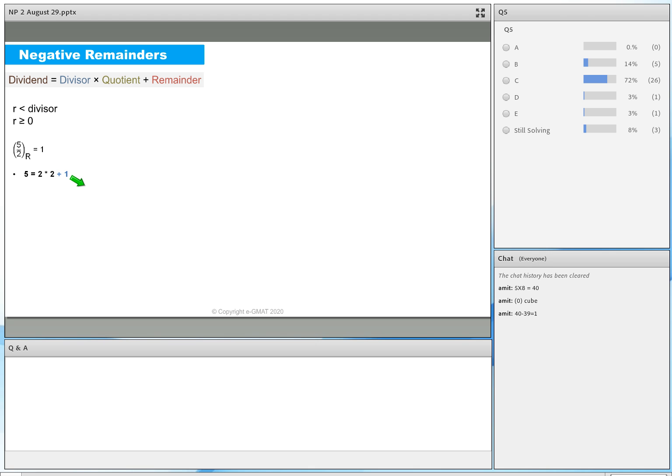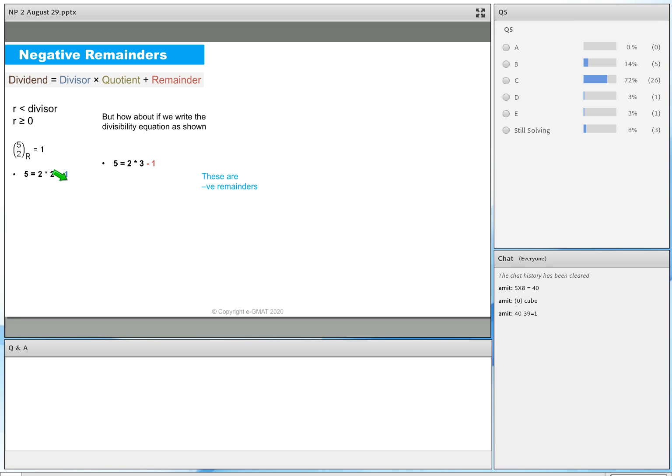So first of all, you have to understand what they are, what negative remainders even are. So look at this simple example. I'm dividing 5 by 2. Okay, the remainder is 1 because I can see it this way, 2 times 2 plus 1. But there's also another way in which you can see the negative remainder. 5 is 2 times 3 minus 1 also.